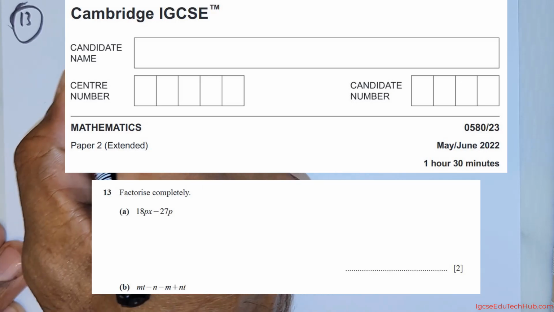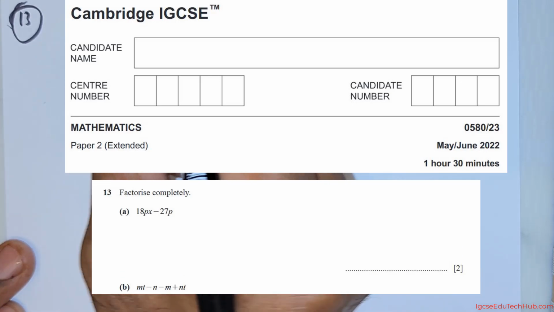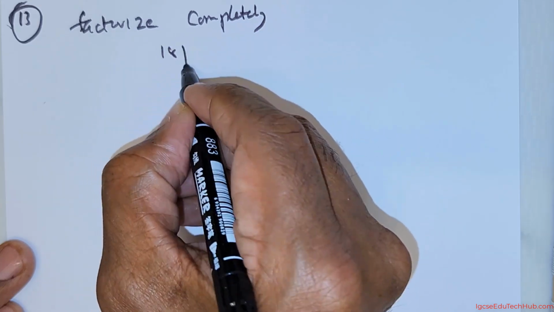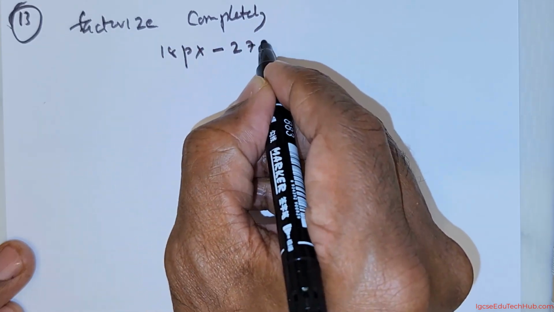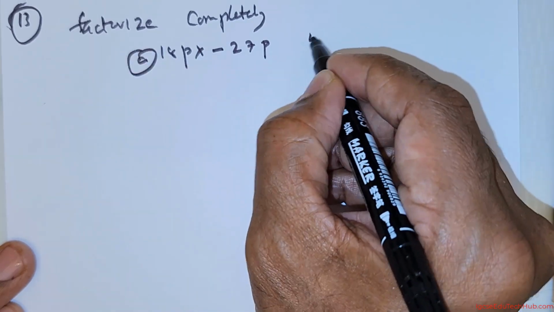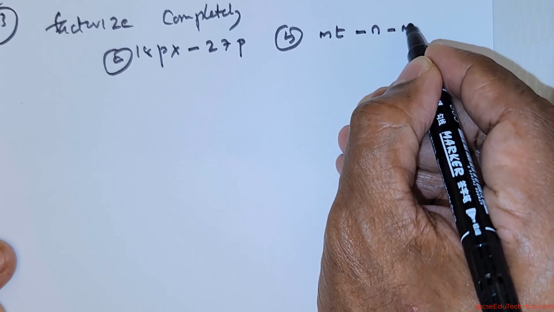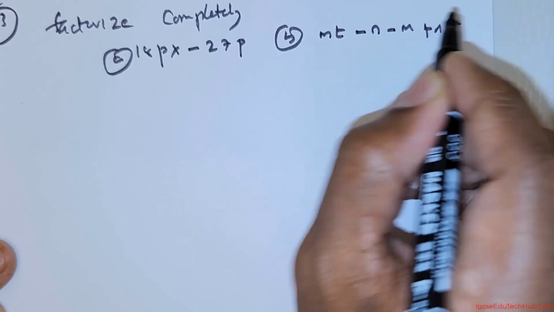This is the next question. Factorize completely. So we are given 18px negative 27p. This is question A. Question B is mt negative n negative m positive nt.